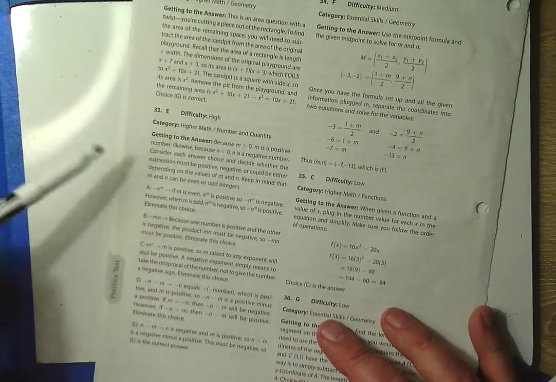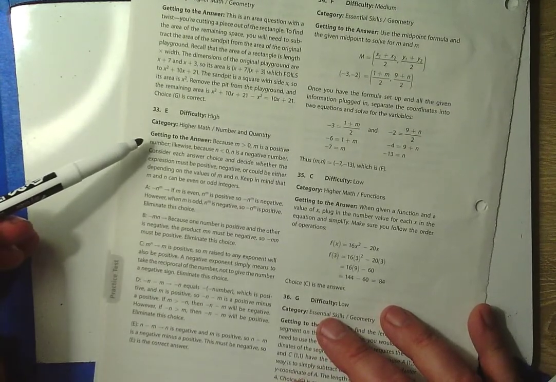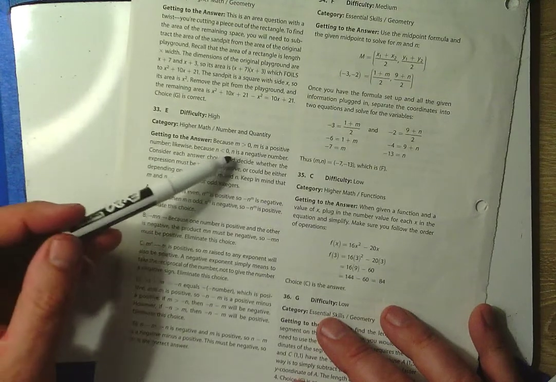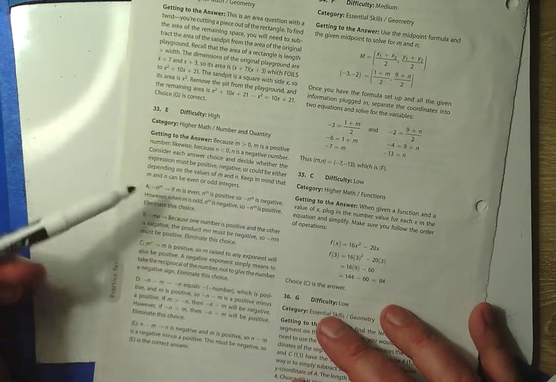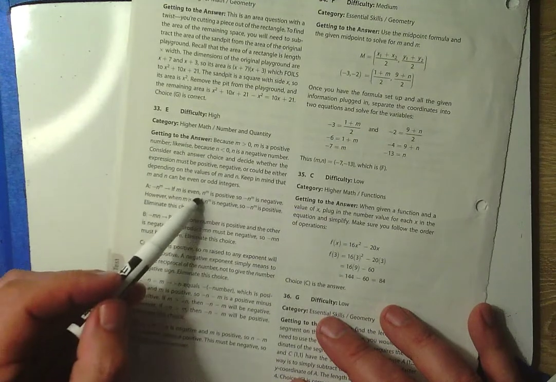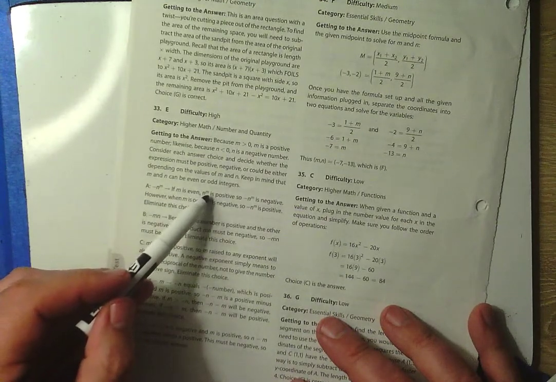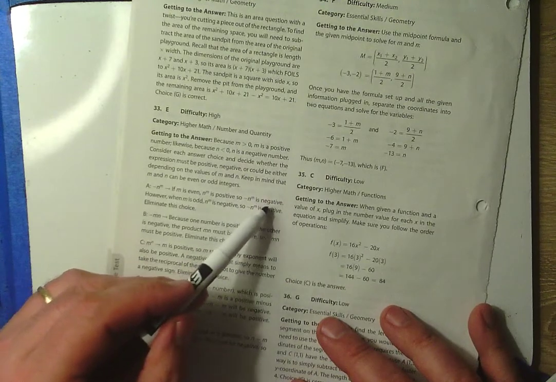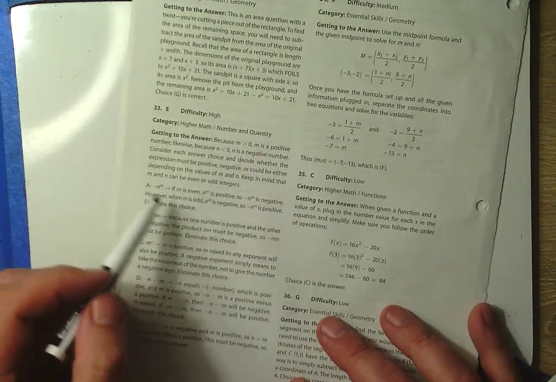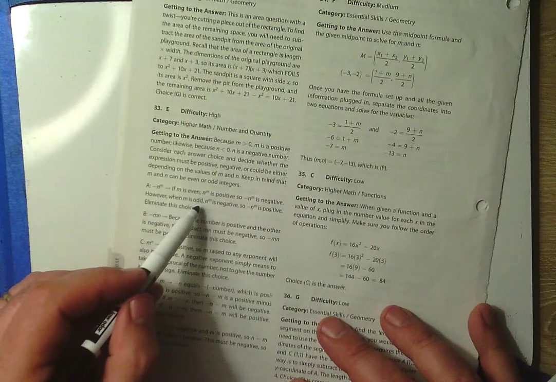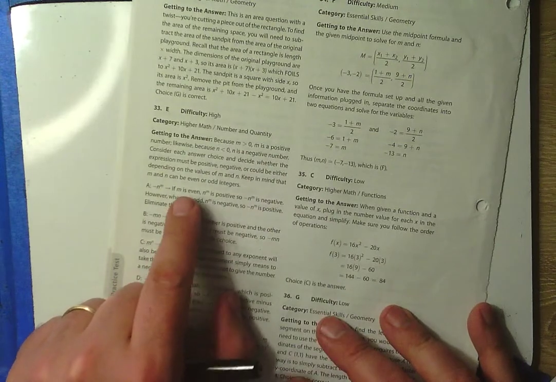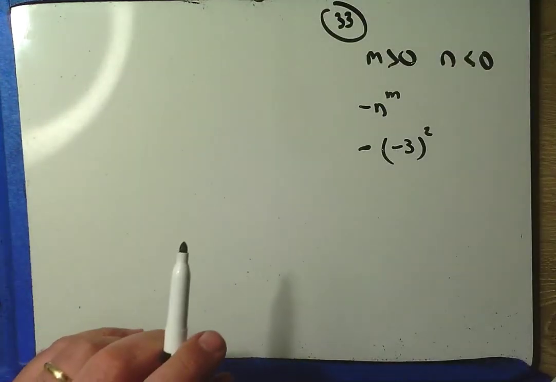Difficulty high. Okay, because m is greater than 0, m is positive. Because n is less than 0, n is negative. And then this one, if m is even, then n to the m is positive. And so negative n to the m is negative. However, if m is odd, oh, it just says greater than 0. It just says positive. It doesn't say even. I fell into that trap.